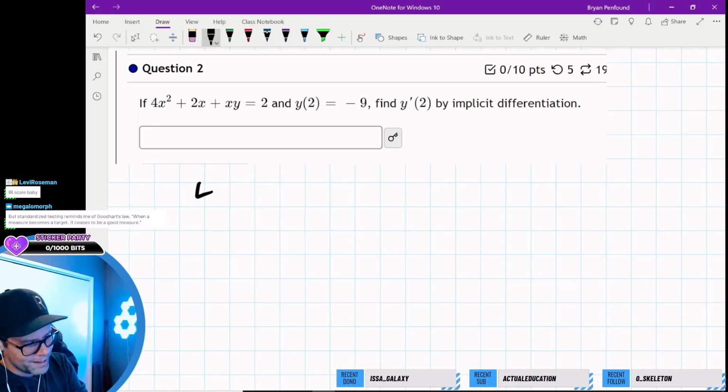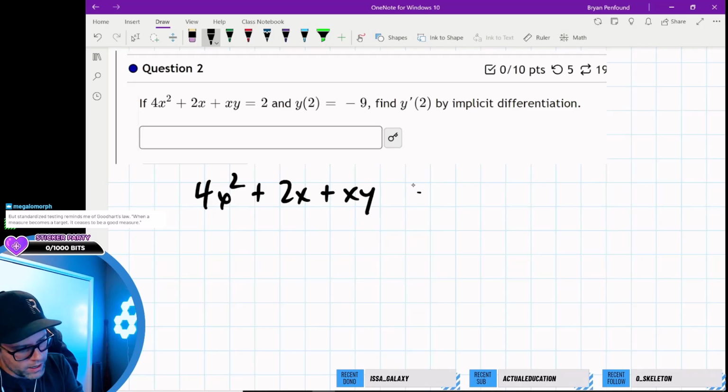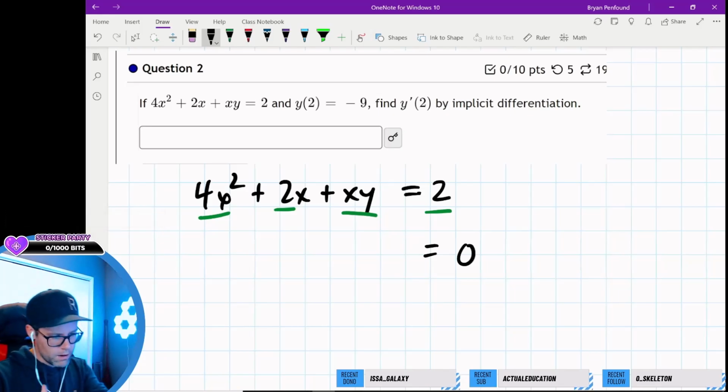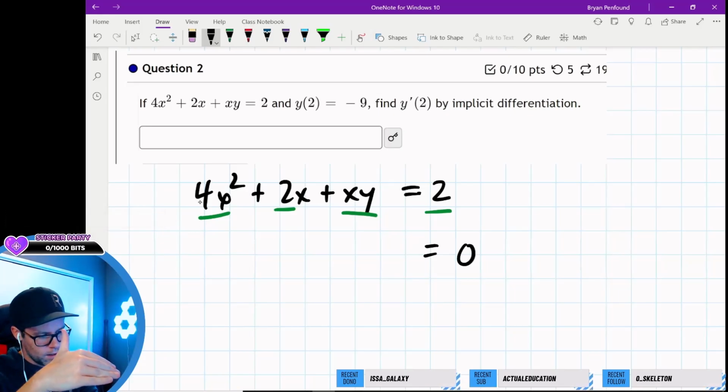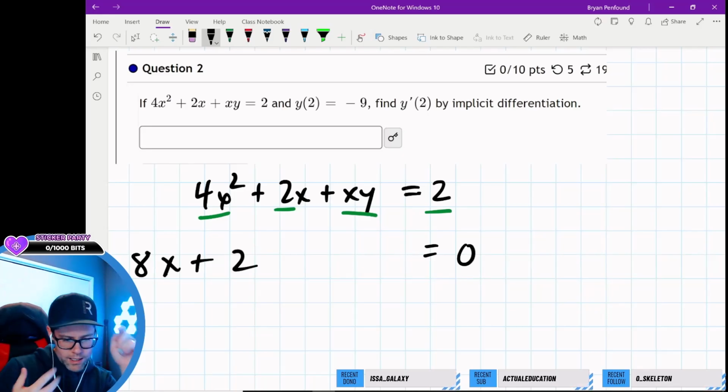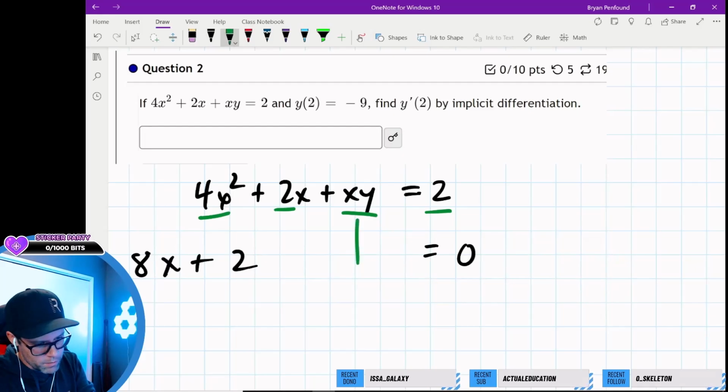Okay, let's take a look at this one. We got 4x squared plus 2x plus xy, that's going to be tricky, equals 2. This is going to be the tricky one. Everything else seems reasonably okay. I think I can take the derivative of all of these other pieces in a relatively simple manner. So 2 is a horizontal line, slope 0. 4x squared, the derivative of that's going to be 4 times 2, which is 8x. 2x is a line with slope 2, so its derivative is going to be 2. It's going to be this piece here that I'm a little bit concerned about.